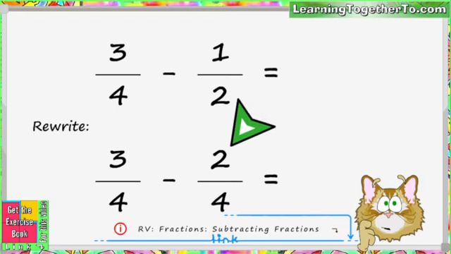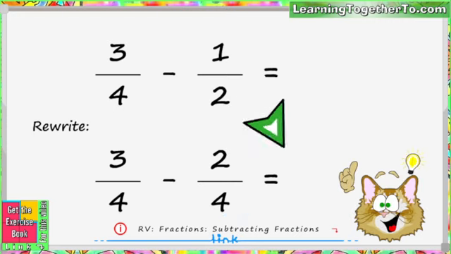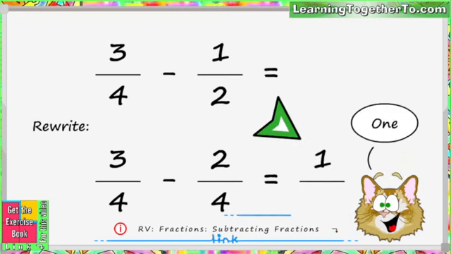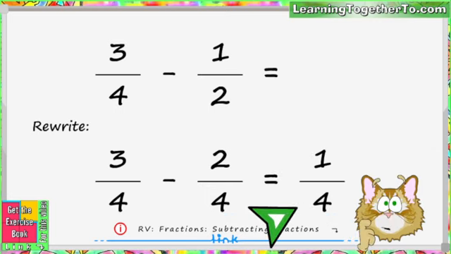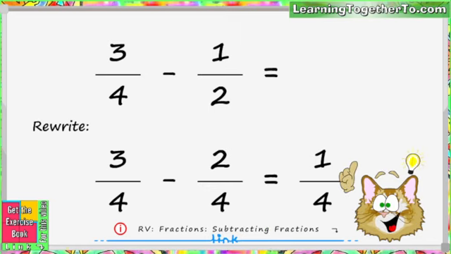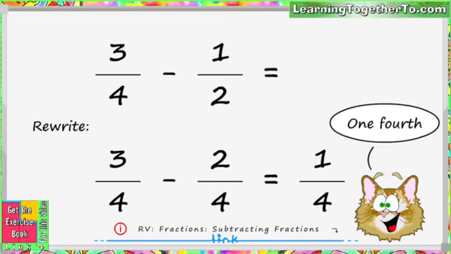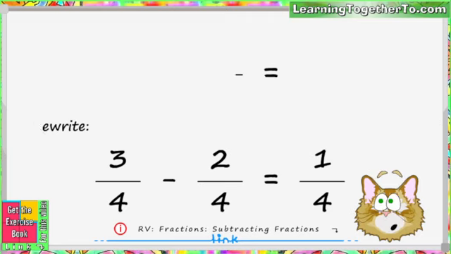3 minus 2 is equal to 1. Nice job, Frank. And leave the denominator the same. Our answer is 1/4. Excellent, Frank. Let's try it one more time.